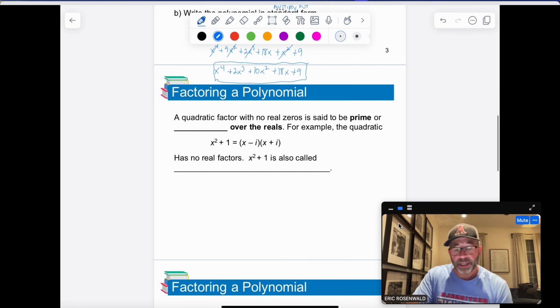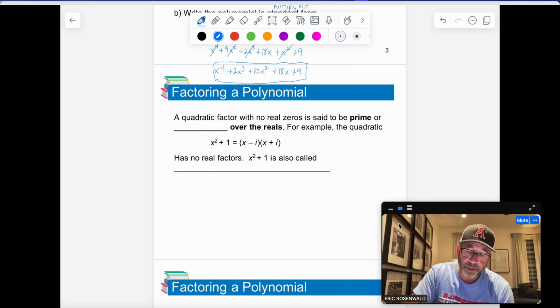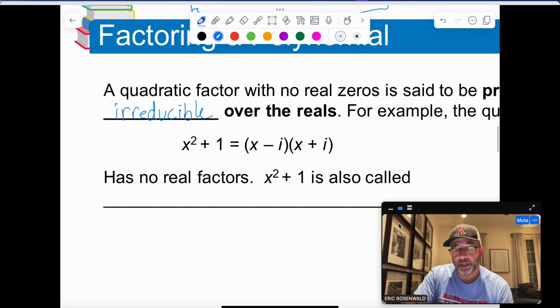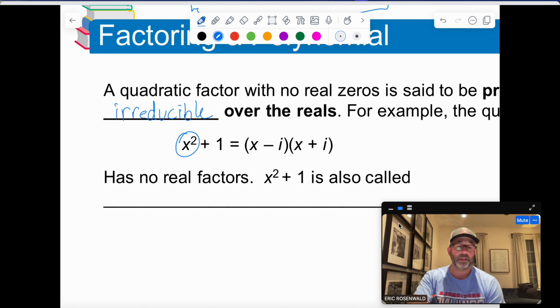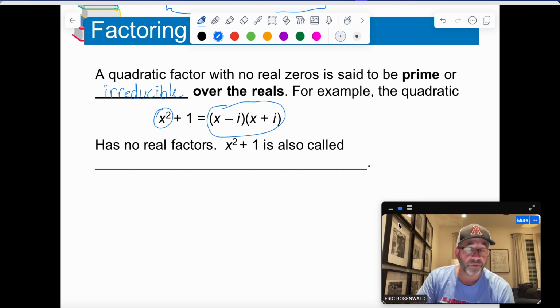Let's move on. So the next thing is talking about factoring polynomials, and when we get to what's called the irreducible forms, okay? So a quadratic factor that has no real zeros is said to be prime over the reals. So like if I had a, sorry, I got to put in the word here, irreducible over the reals. So what that means is that if I have a quadratic, which we see right here, and I can't factor it any further, we can leave it as an irreducible quadratic. And we would leave it in that imaginary form then in the linear factored form. So we'd have x plus i and x minus i. So it has no real factors.